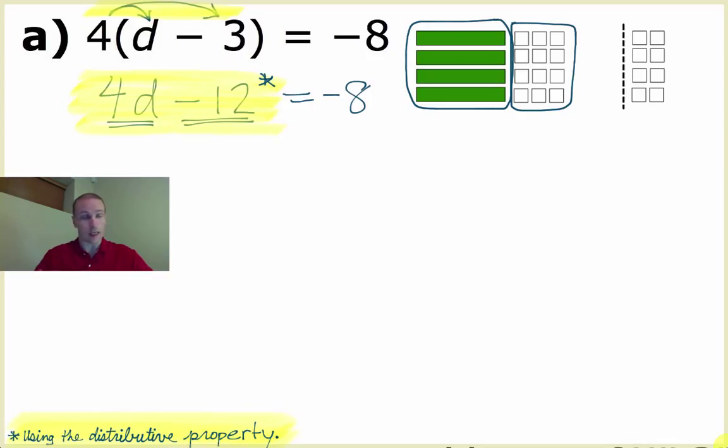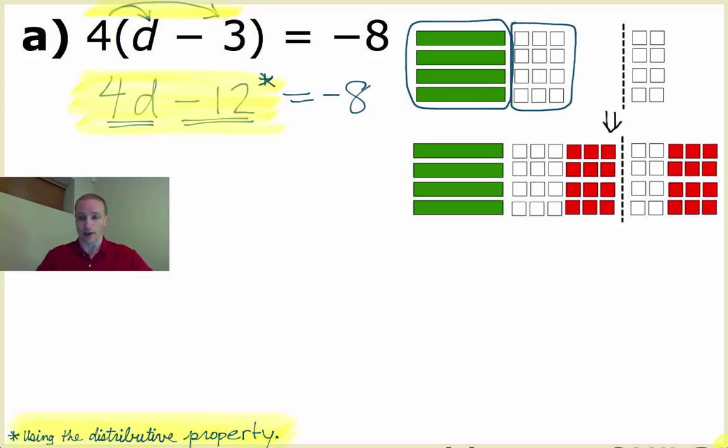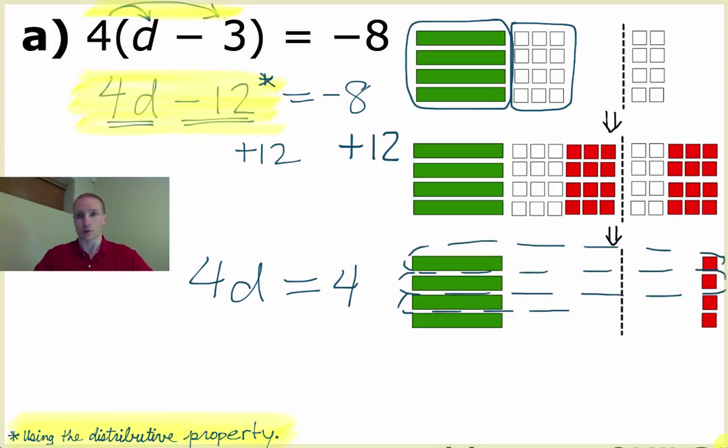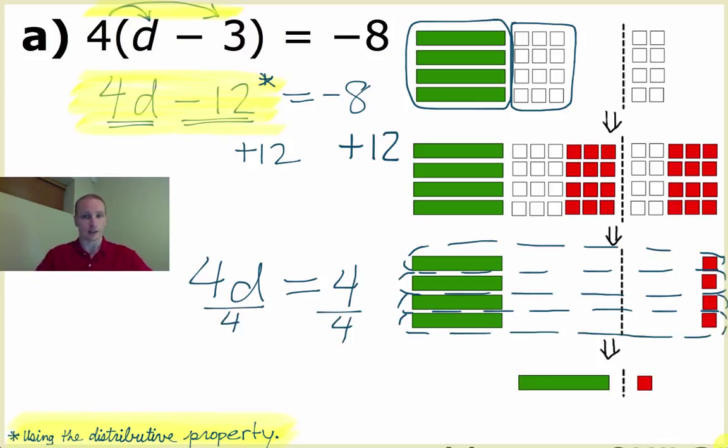Now what we can do from here is, this equation looks a lot like equations that we've solved before. So what we've got is 4 times d and then subtracting 12. So what we can do here is we can add 12 to both sides, right? Which leaves us with just 4d equals 4. And then we can divide into 4 equal groups, dividing both sides of the equation by 4, and this leaves us with d equals 1. And that's the solution of the equation.